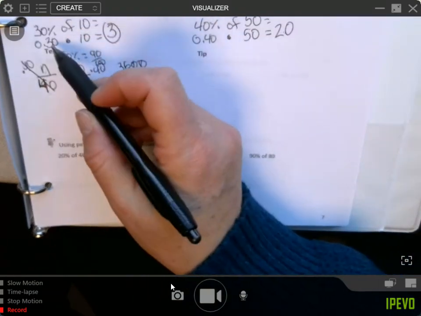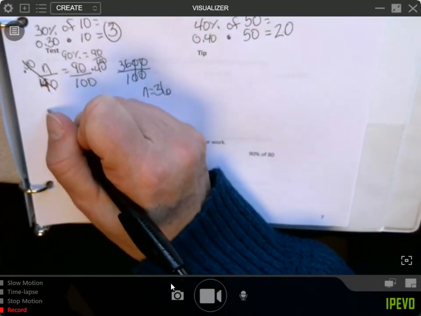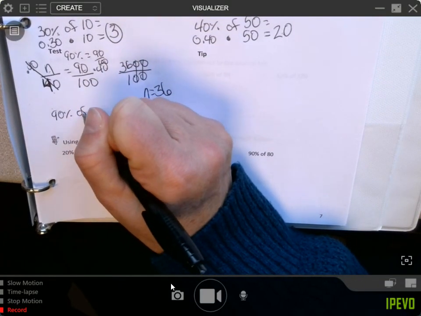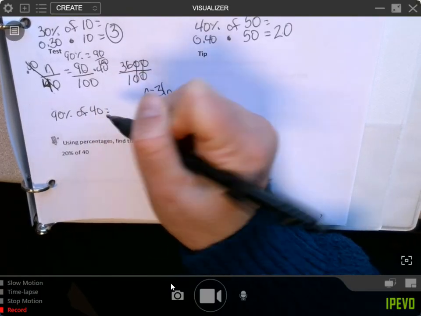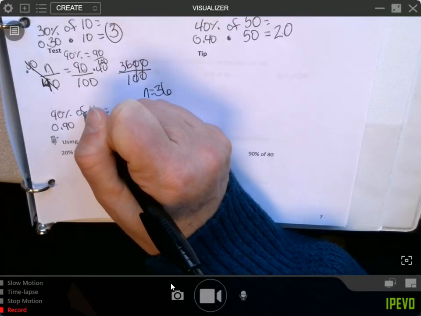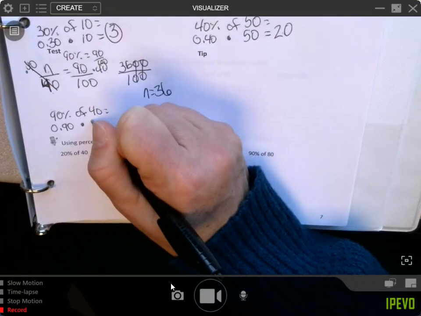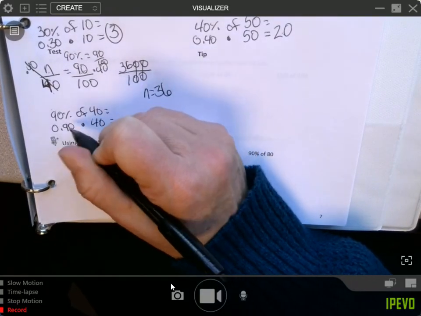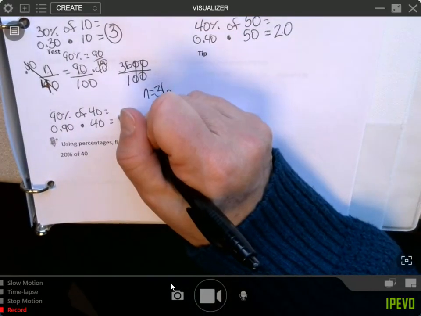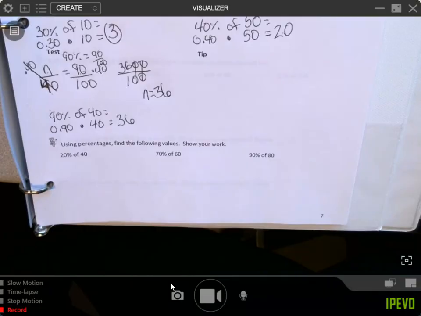I can do it using the other way. I can say 90% of 40 equals what? So 90% is 0.90, of is multiply, 40. So I multiply 0.9 times 40, and I get that same 36.